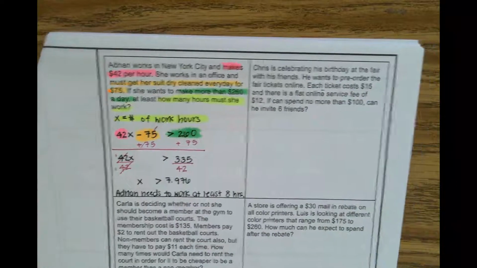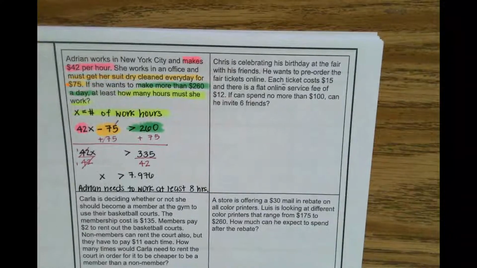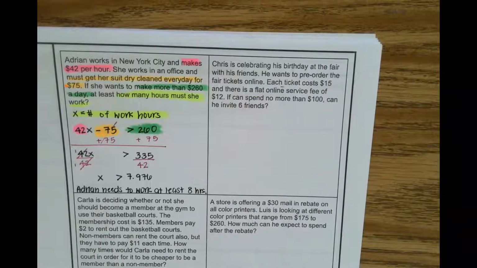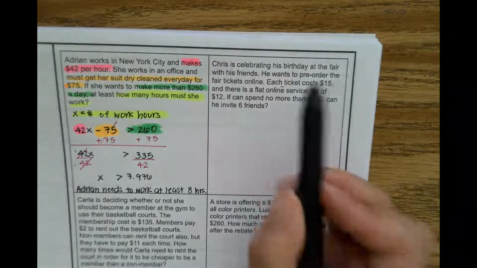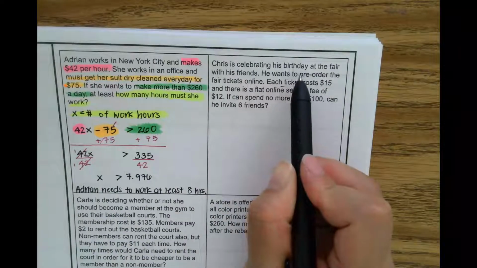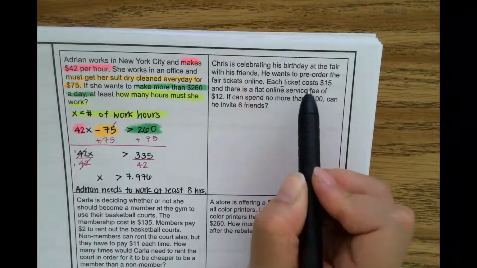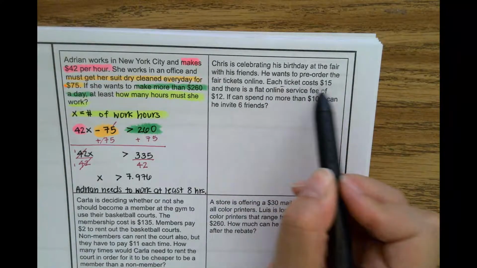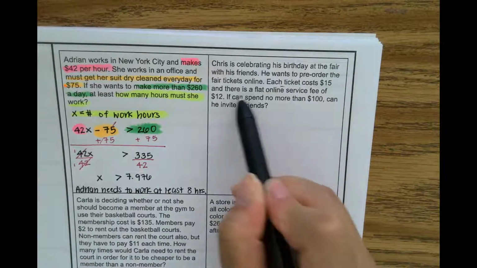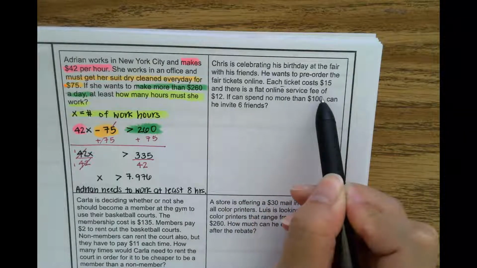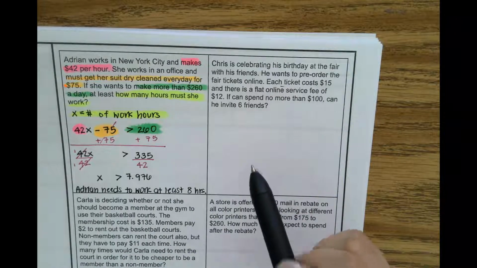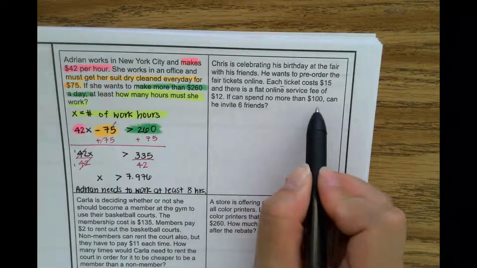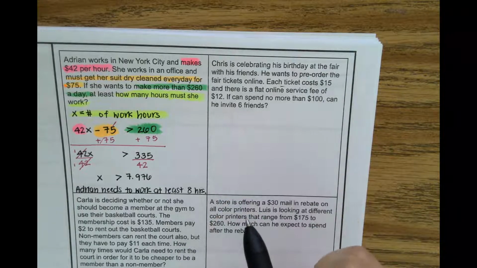So let's do the next one. So here, Chris is celebrating his birthday at the fair with his friends. He wants to pre-order the fair tickets online. Each ticket costs $15 and there is a flat online service fee of $12. If he can spend no more than $100, can he invite 6 friends?